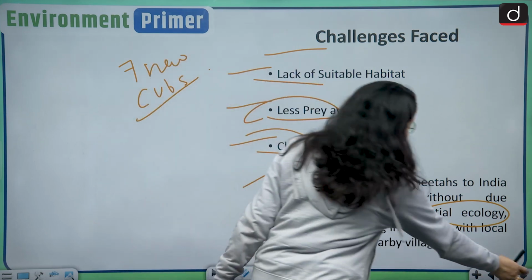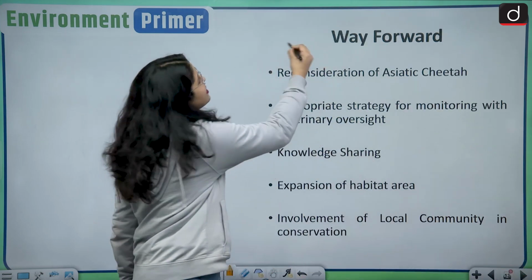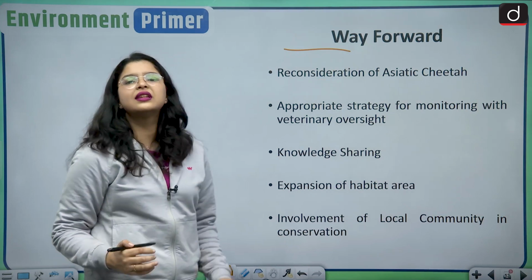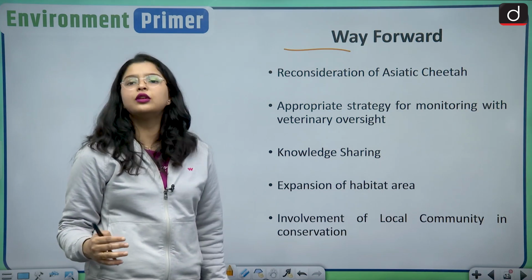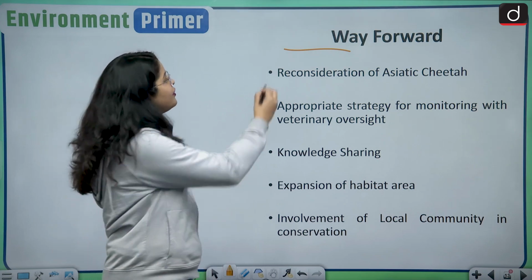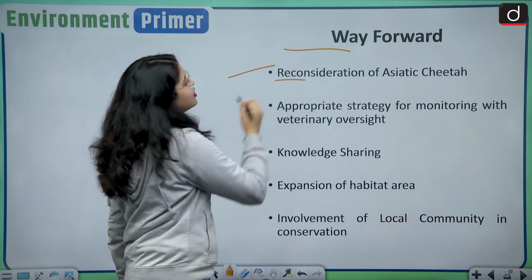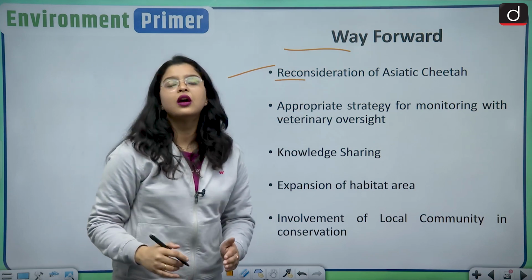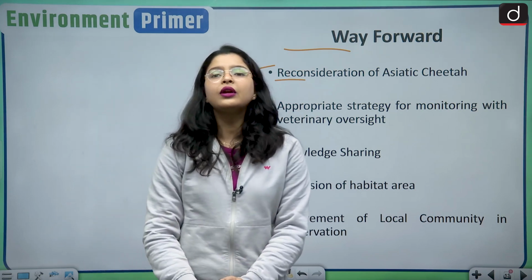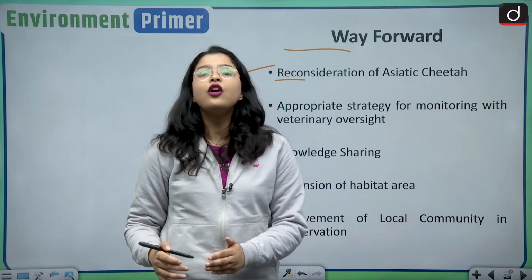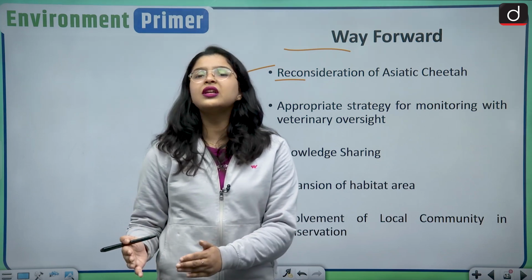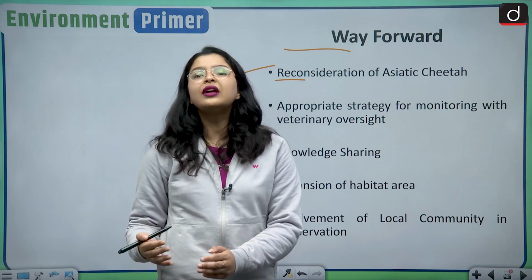Moving forward, let us analyze some of the way forwards in this regard. How can we make Project Cheetah even more successful in the long run? Some of the way forwards can be reconsideration of the Asiatic cheetah. The scientists are arguing that instead of breeding African cheetahs that are a different breed, why don't we clone Asiatic cheetahs and breed them? Why don't we consider them?